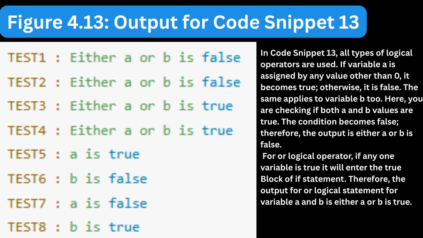First, remember the basic rule. When a number is used as a condition, any value other than 0 is treated as true and 0 is treated as false. This rule applies to both variables, $a and $b.